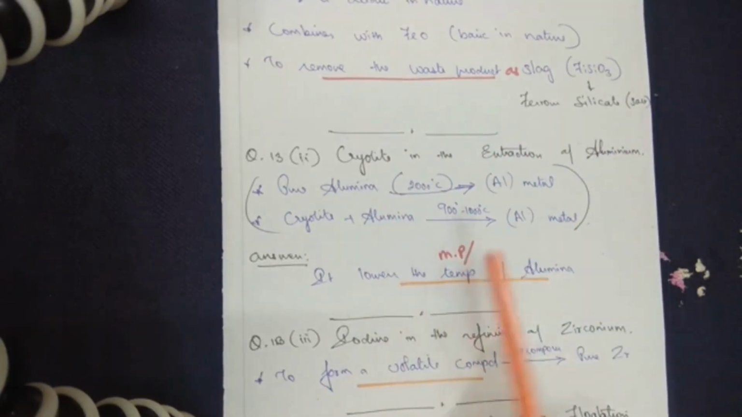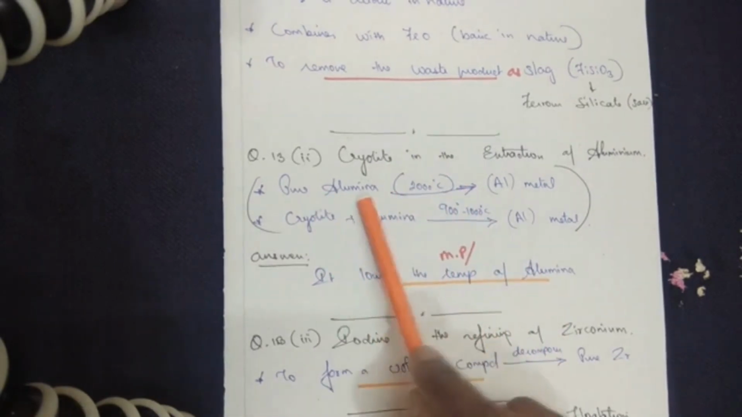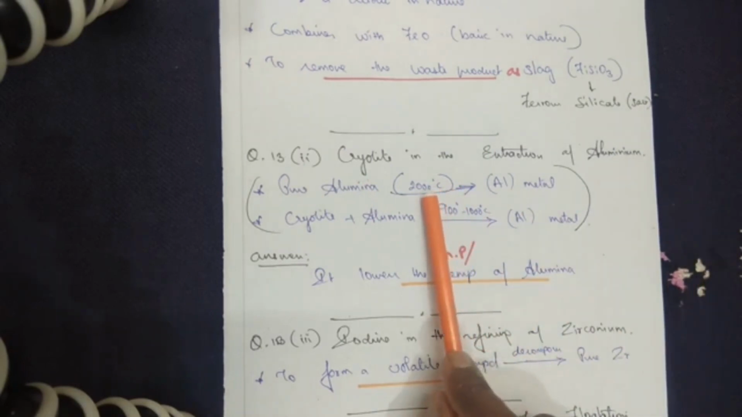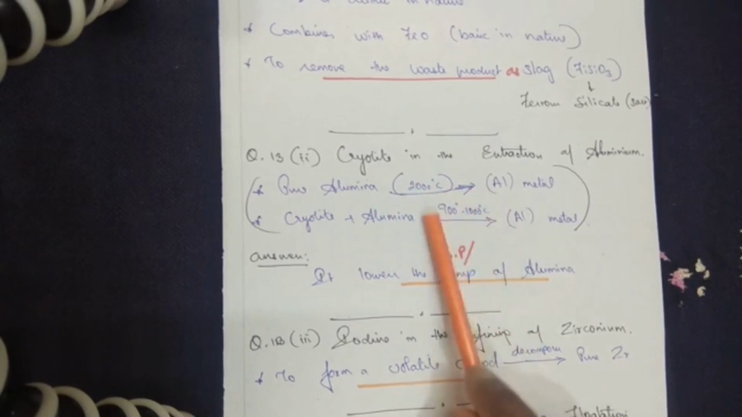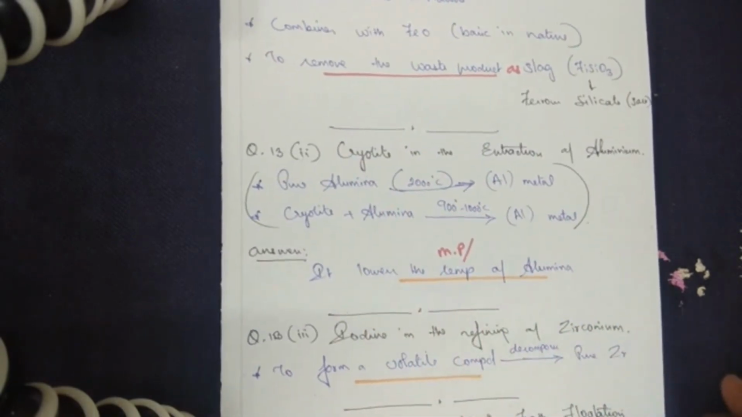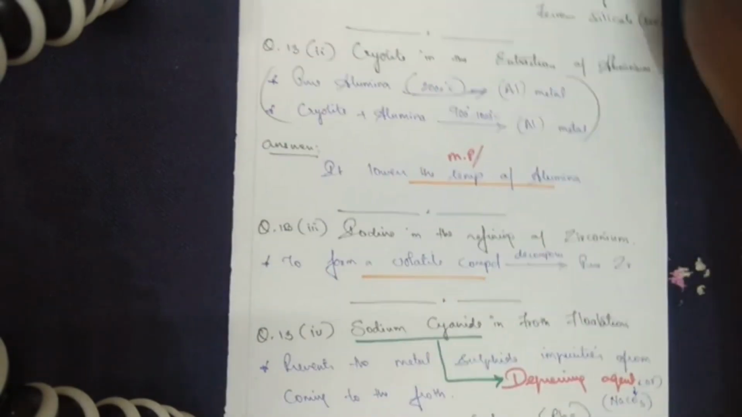It lowers the melting point or temperature of alumina, because pure alumina, when you convert it into a liquid form, needs 2000 degrees Celsius, but when you mix it with cryolite, the temperature comes down much less, so that this is more cost efficient than the other one. So the role of cryolite is that it lowers the melting point or the temperature of alumina. Now question number 13.